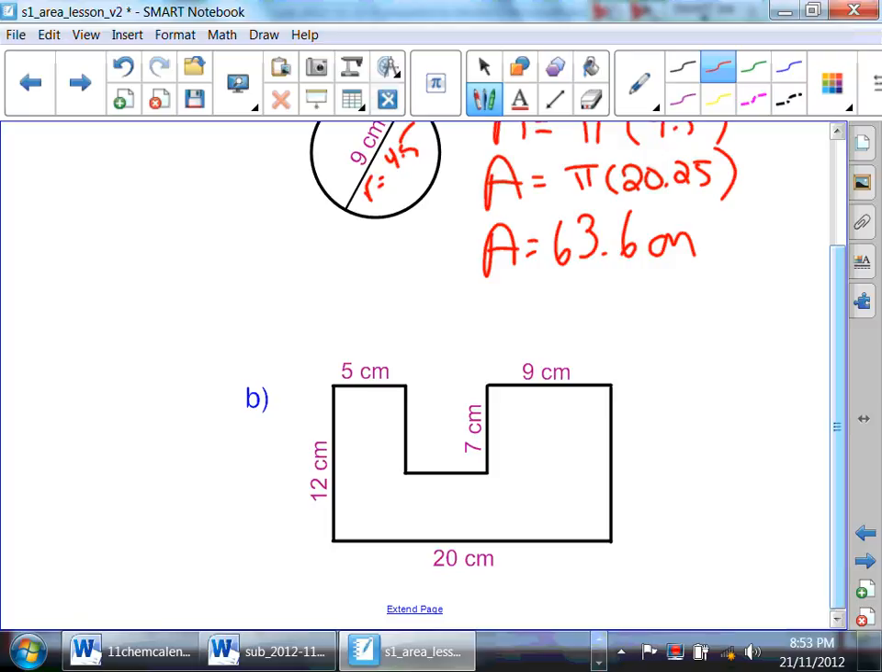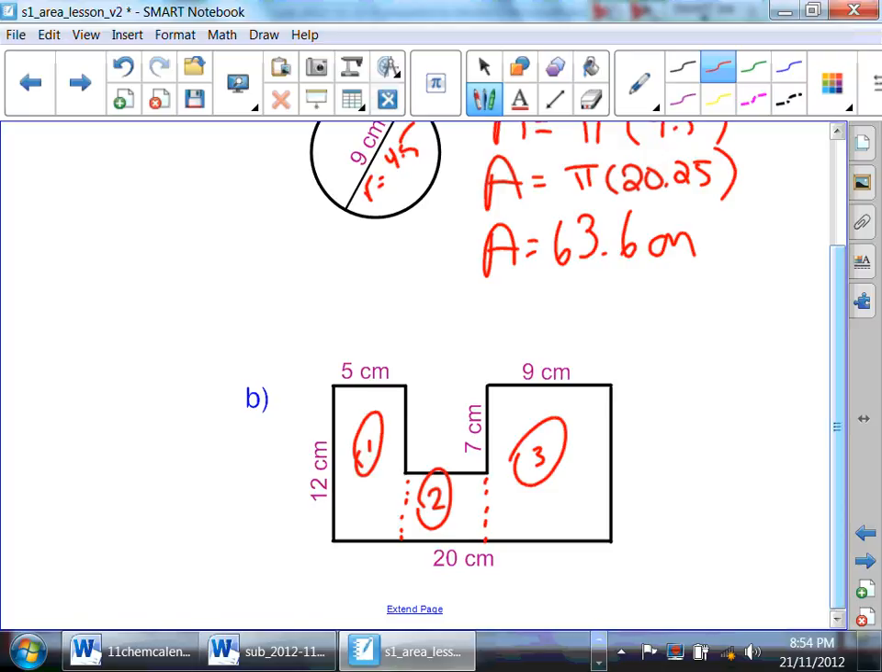Part B. Part B isn't any real kind of shape that we know. So what can we do with Part B? Well, what we can do is treat this as 3 rectangles. Rectangle 1, rectangle 2, rectangle 3. Find the area of each of the 3 rectangles and then add them together.